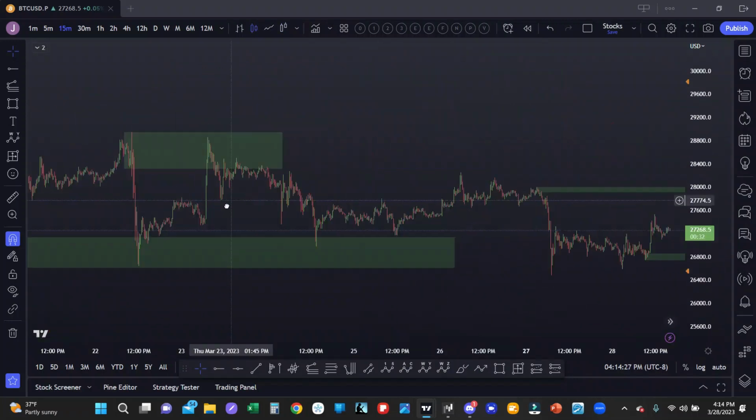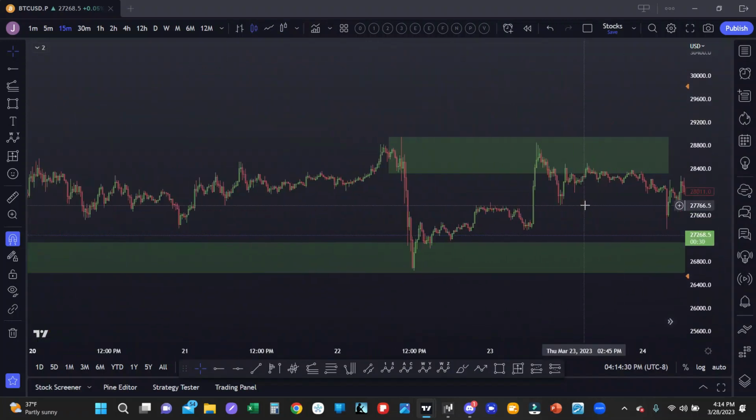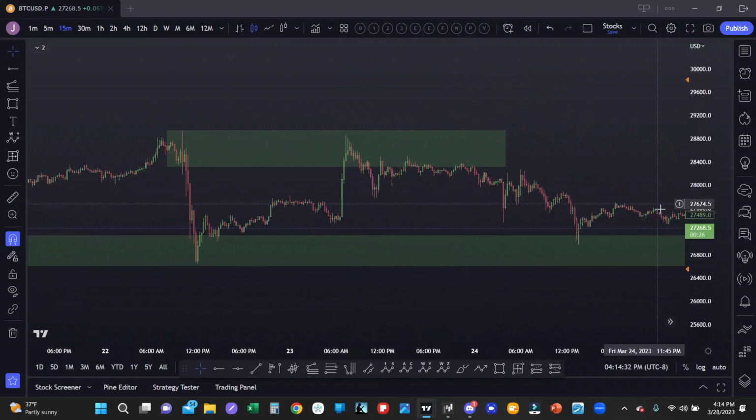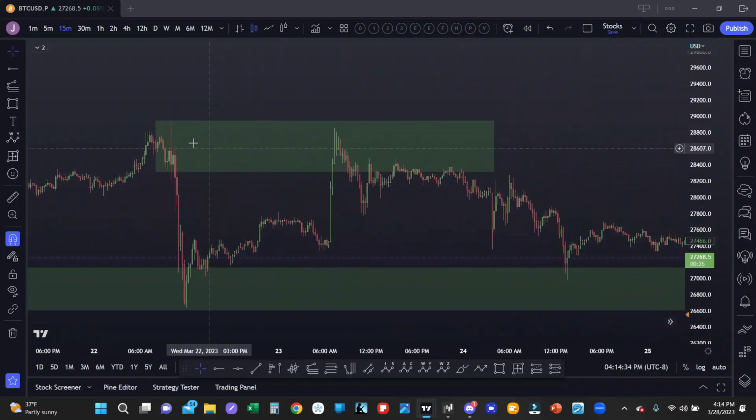Now, let's start with the top. So what you can see is price had come in to this level, right? Price, you marked out your zone, you waited patiently for price to come back up.